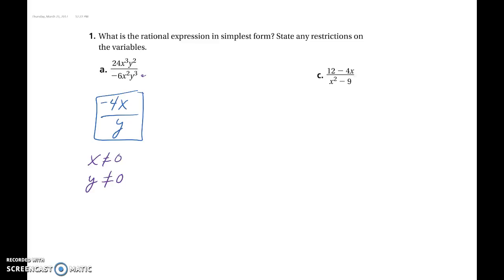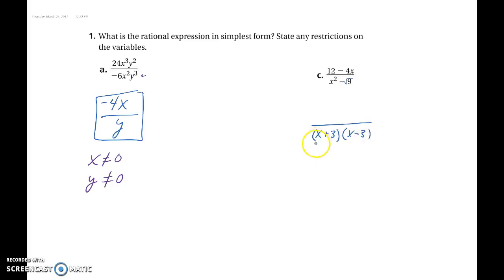All right, for this one, we need to factor. First we're going to factor out the bottom. We know that this is a difference of 2 squares. So it will be x plus and x minus. The square root of 9 is 3, so it'll be x plus 3 and x minus 3.